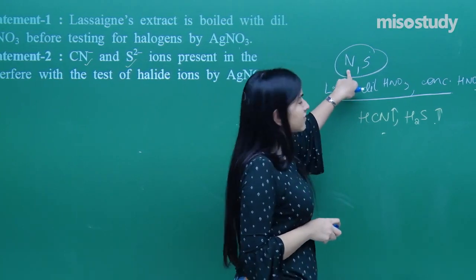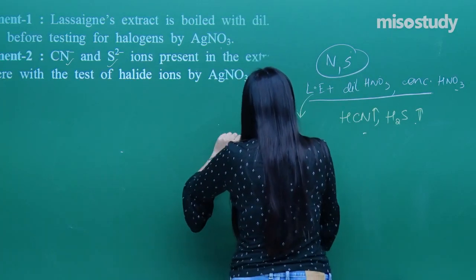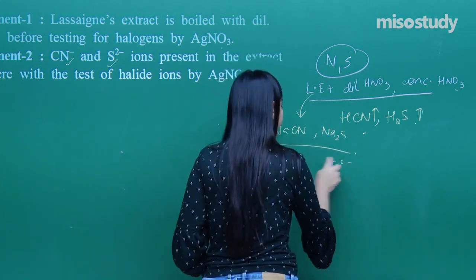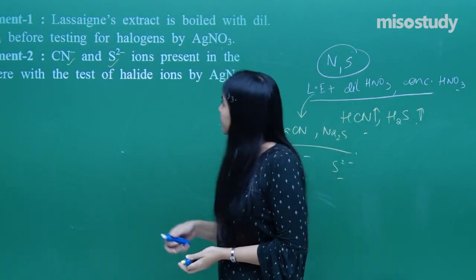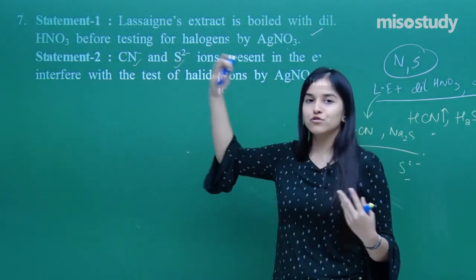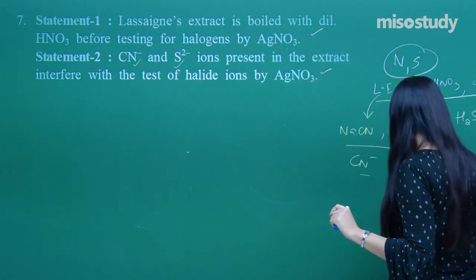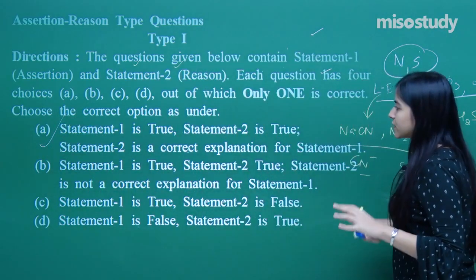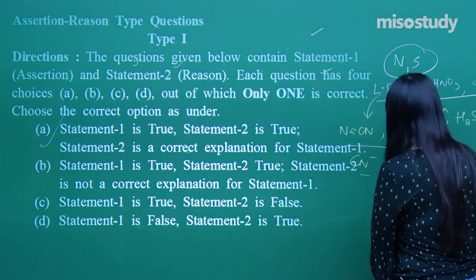If you think that this is not CN negative, the Lassaigne extract is in the form of what? NaCN and Na2S, right? So it's one and the same thing. S2 negative, CN negative, these will be the only ones creating hindrances. So both are true, and the second one is the correct explanation of the first one. That means I have got my answer, which is nothing but A. Statement 1 is true, statement 2 is true, statement 2 is the correct explanation of statement 1. Clear? Now, let's move on further.